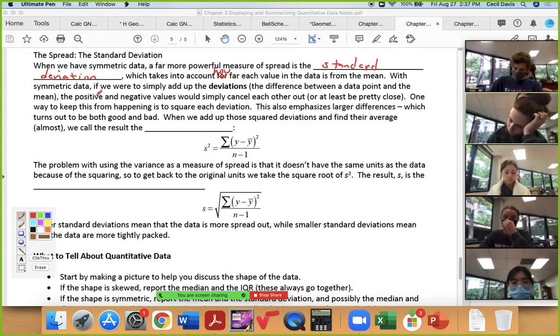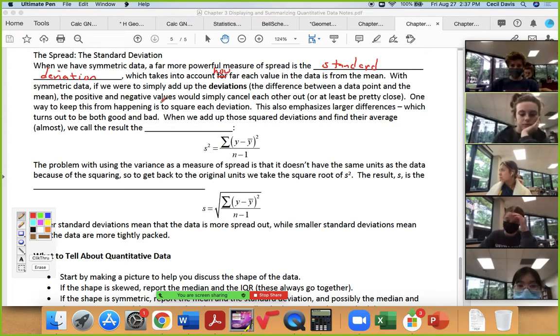So if we have symmetric data and we just added up the deviations, which is the difference between a data point and the mean, if it was perfectly symmetrical, the positives and the negatives would add out to 0, or pretty close to that. There is a thing, and I don't know a ton about it. I asked some about it this summer because I was like, well, what if you just took the absolute value of all those? And there is a thing for that. It just doesn't get used very much.